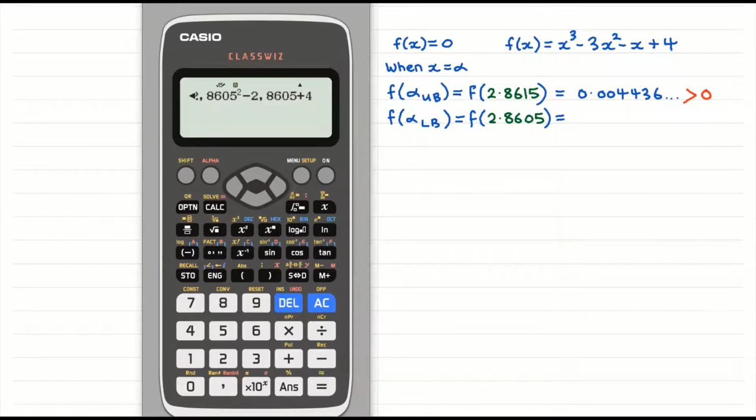So we're expecting, if this is true, we're going to get a negative result here. And yes, we do. So we have a negative, again in standard form, 0.001953 plus some other stuff, which is just negative.